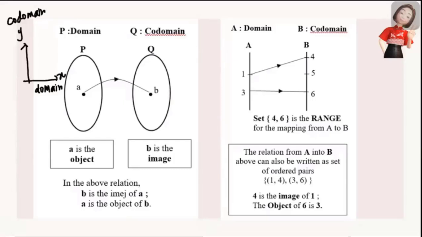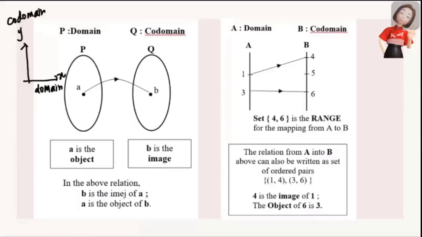Or sometimes the question will ask, give me the object of B. What's the object of B? The answer is A. So this is how you give your answer. Sometimes the students always get it the wrong way around. They make a mistake because they cannot understand the questions.